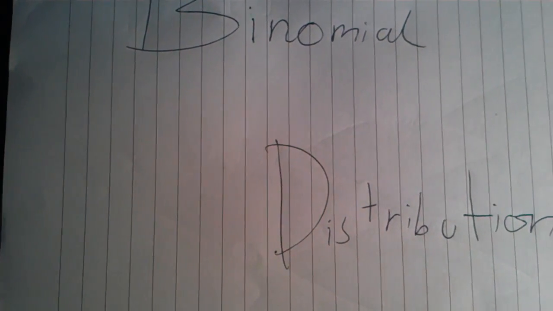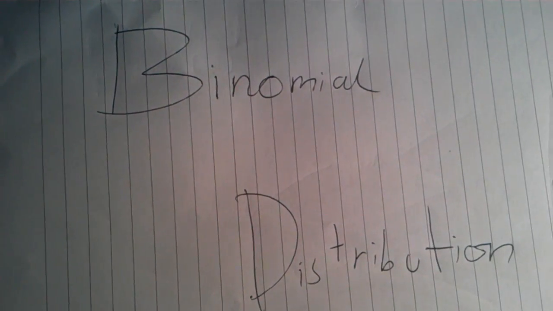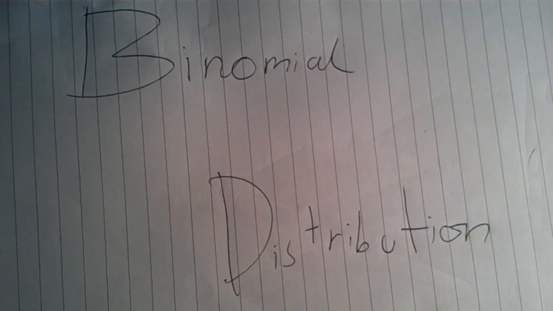Today we're going to tell you about binomial distribution. Basically, it is working out the chances of getting success and failures. First example of binomial distribution is heads or tails on a fair coin.